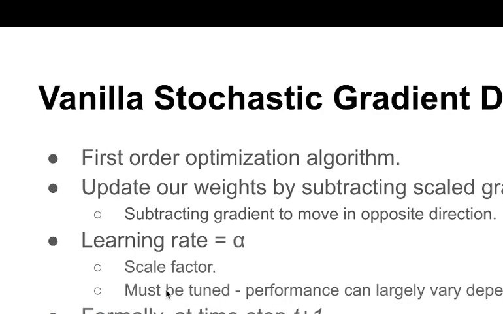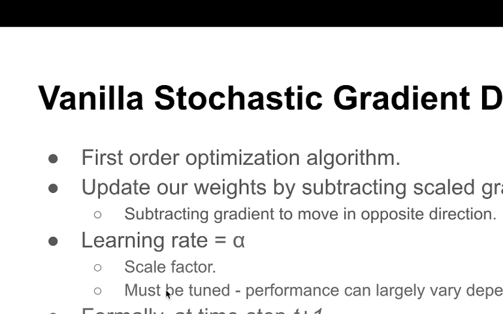Well, the first idea you could use is this thing called vanilla stochastic gradient descent. It's a first order optimization algorithm. So what does first order mean? That just means you're taking the derivative once, right? You're getting the first derivative of the function. And the whole idea is you want to update our weights by subtracting the scaled gradient, right?